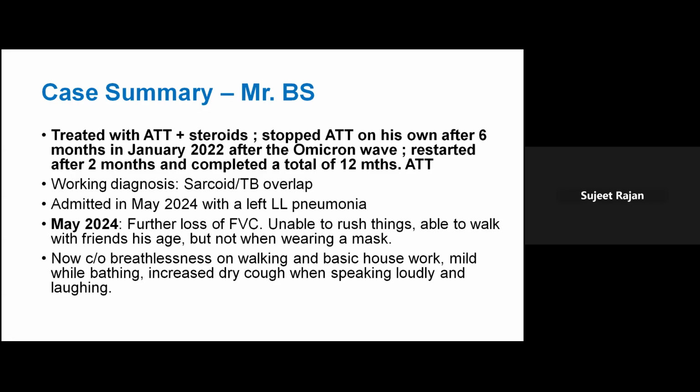And in May 24, he said he's unable to rush things. He's able to walk with friends of his age, but not when he wears a mask. Why he wanted to wear a mask while walking, I'm not sure, but he was doing that in May 2024. Now we are in February, March 25, and he complains of breathlessness on walking and even doing basic housework, mild while bathing, and increased dry cough when speaking loudly and laughing. Next slide.